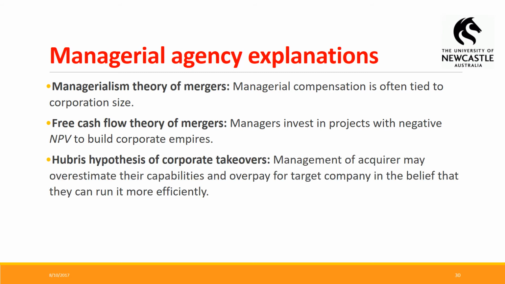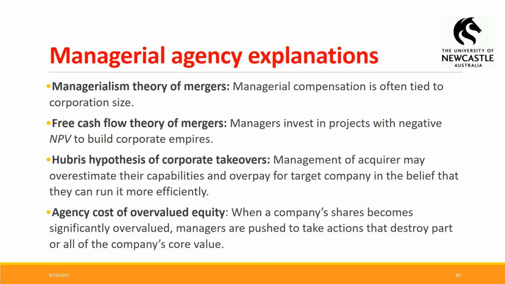We also have the hubris theory, where in this case managers are overconfident, so they overestimate their ability to manage the target company's assets, right? So they overestimate the value of the target and therefore pay for the target shares higher than they should pay.